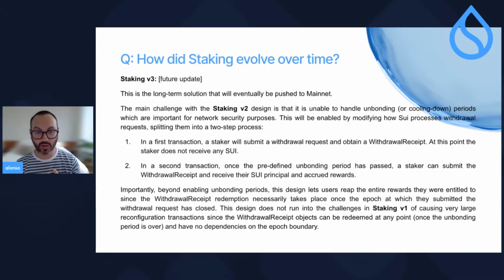It lets people obtain all the stake rewards even until the latest epoch, but it doesn't have the high operational burden that Staking V1 had, because now instead of Sui automatically processing all unstakes at the epoch boundary, people need to individually redeem their withdrawal receipts whenever they want to. That really reduces the burden on Sui and also potentially enables unbonding or cooling down periods, which can be very important for network security purposes because it prevents the staking distribution from experiencing very sharp changes during moments of market volatility. And that's very important for Sui's operations to remain stable over time.